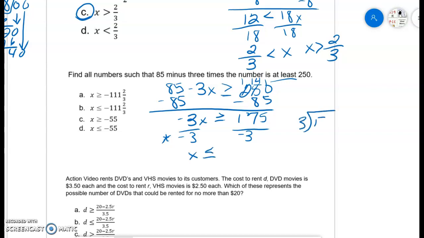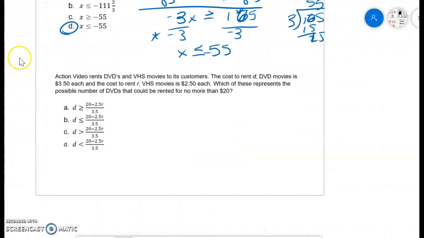And 3 goes into 175. I did something wrong at some point. 10, 14. Oh, this is a 6. My fault. 6, so 1555. Negative. So D was the answer on this one.